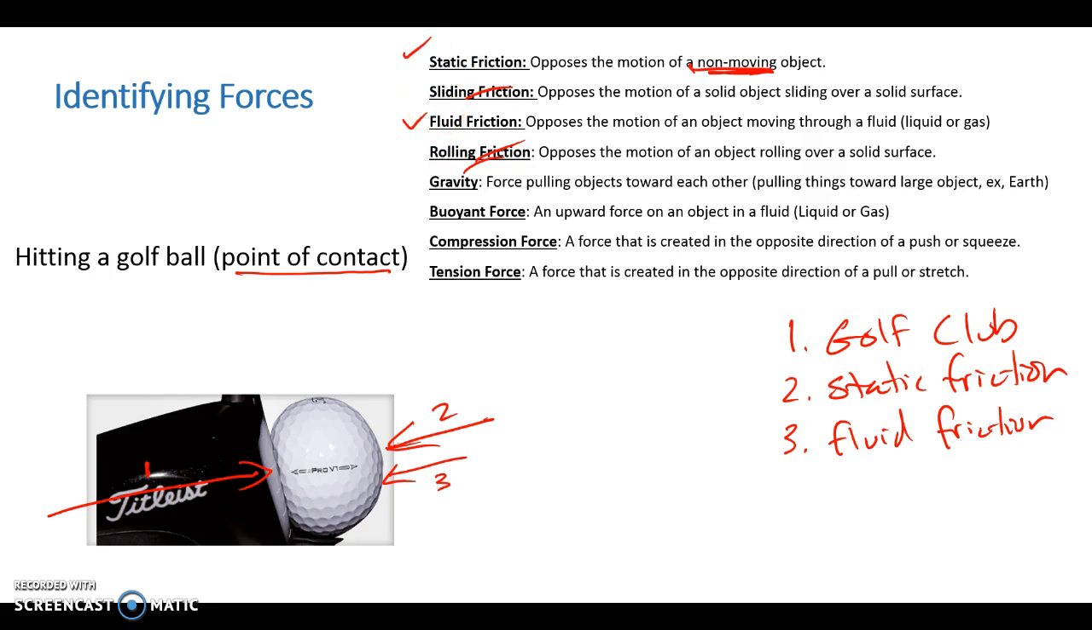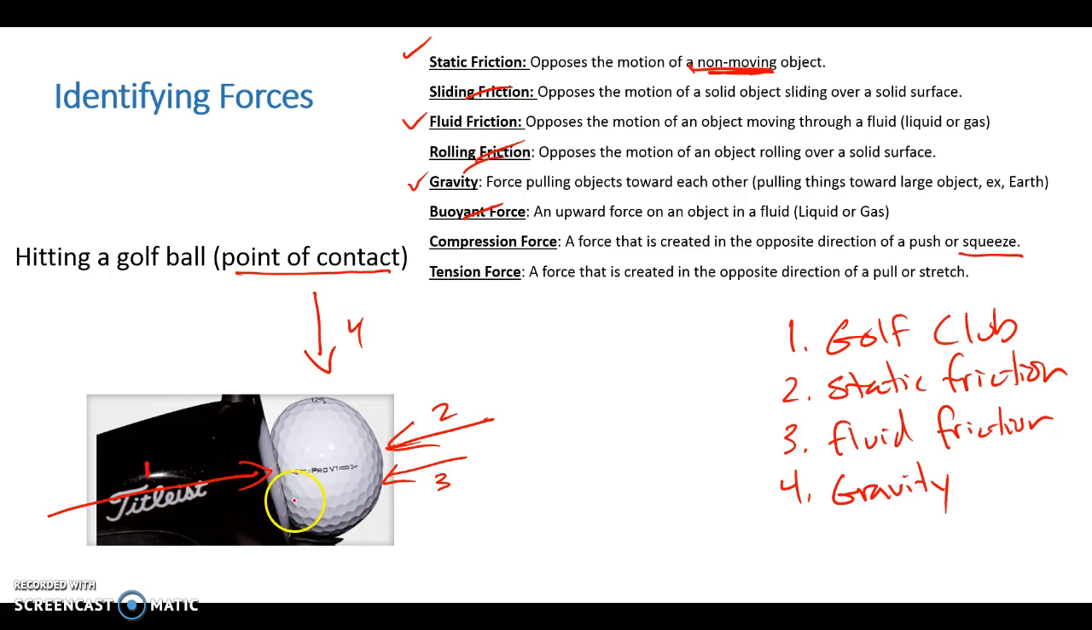And gravity. Yep, gravity exists. Let's put it as an arrow up here this time. So number 4, gravity. And buoyant force? No. Compression. Interesting. Is this golf ball being squeezed? I think so. It does appear as though it's not an exact circle.